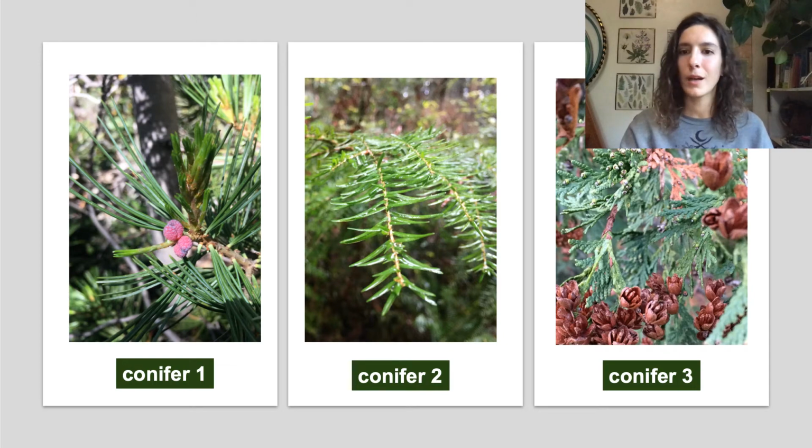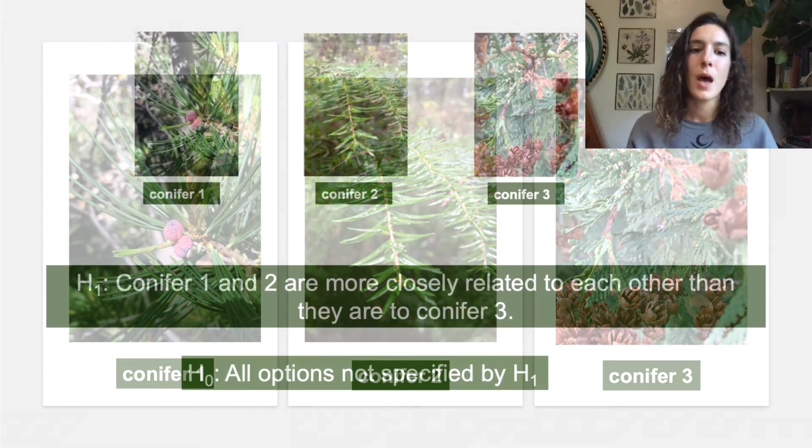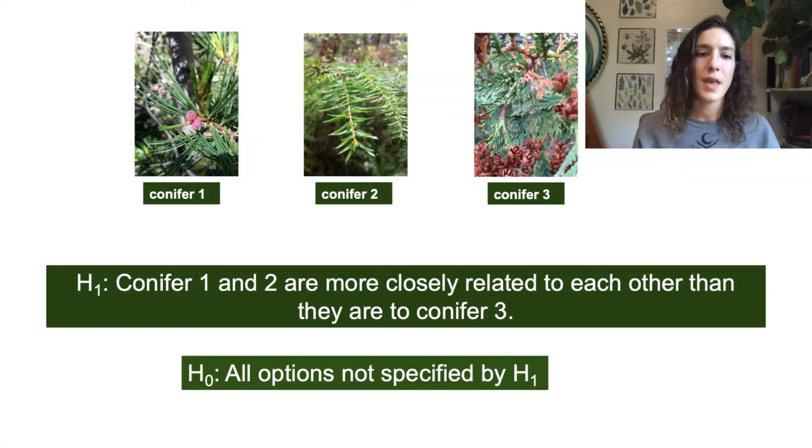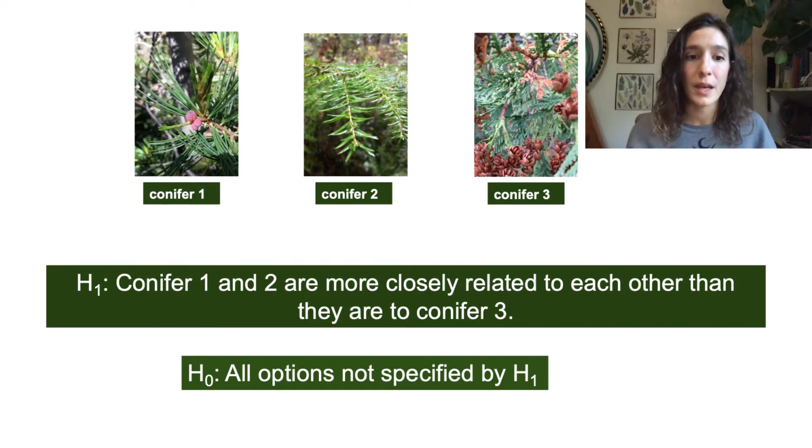And so here I have asked a couple of questions, and actually I have some theories about them. So my hypothesis is that conifer 1 and conifer 2 are more closely related to each other than they are to conifer 3. So in other words, 1 and 2 are more closely related to each other than 1 is to 3, or than 2 is to 3.